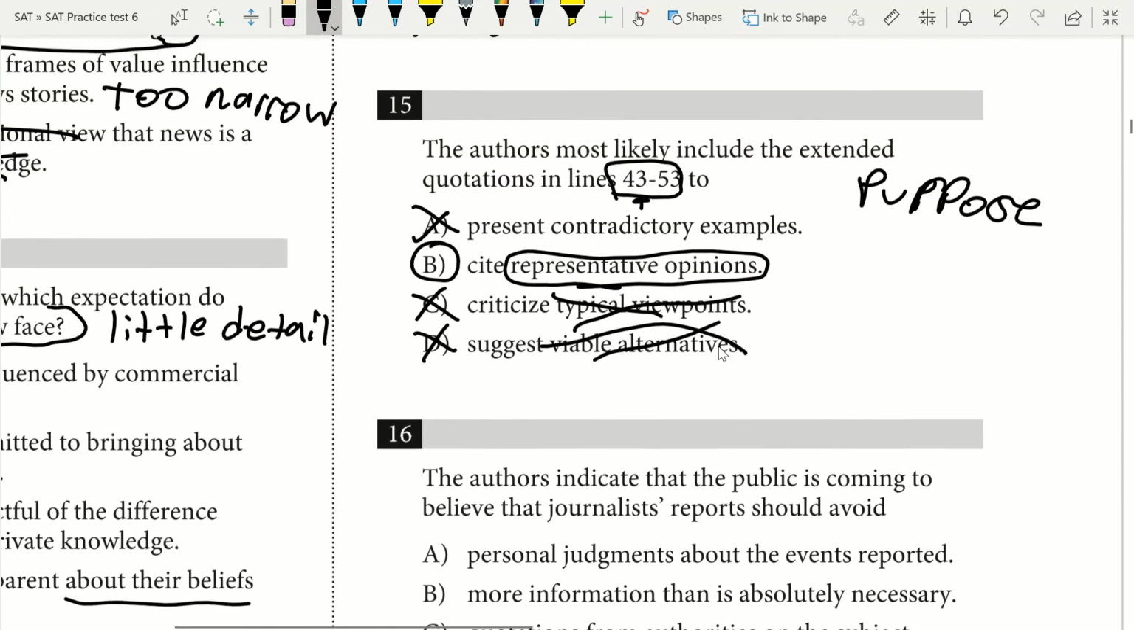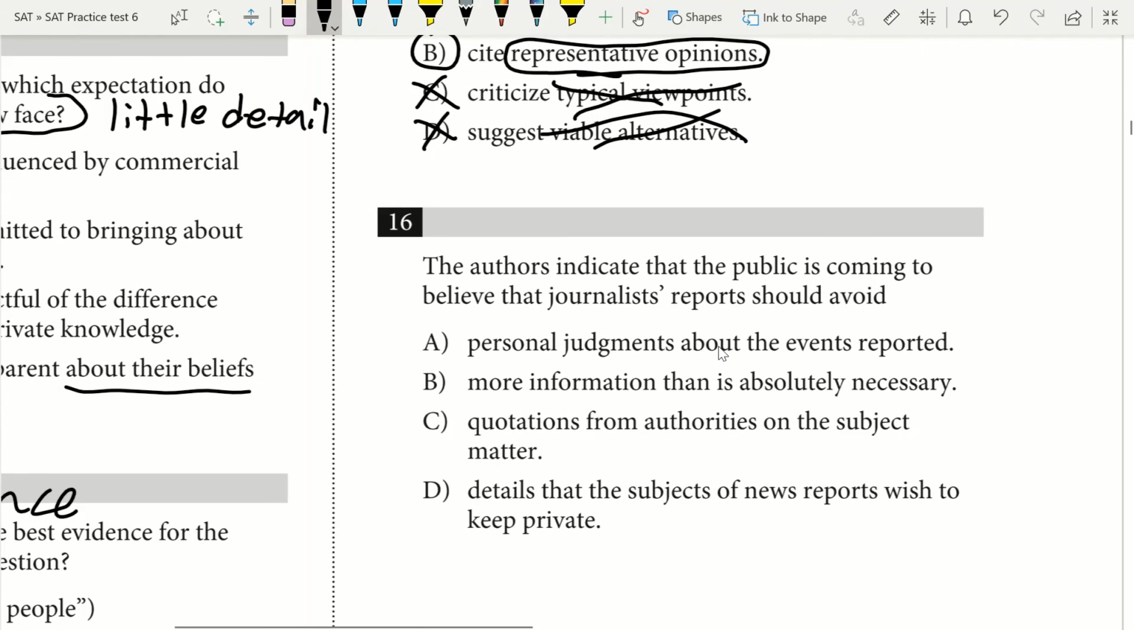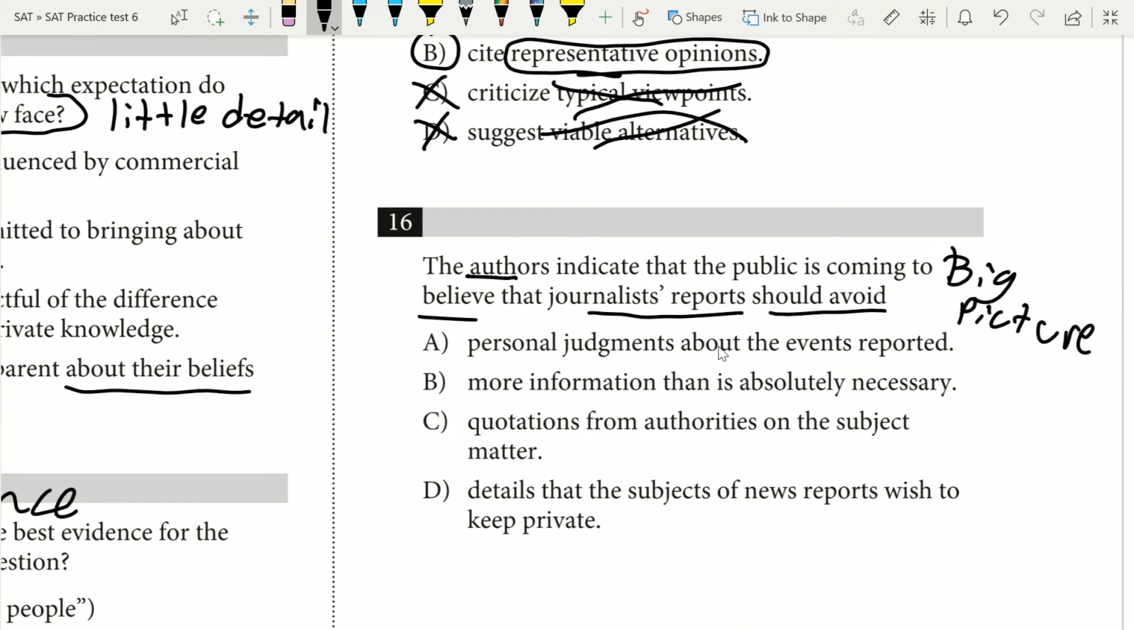All right, question 16. Let's find the question type real quick. So we got the authors indicate the public is coming to believe journalist reports should avoid what? Okay, we talk about judgments. Okay, this is pretty much a little detailed question. Actually, this one's really a big picture question. I take that back, because we really touch on this throughout the whole passage. So this one's going to be a big picture question in all reality. That's my mistake. It's not a little detailed question. This is really touching on the big picture.